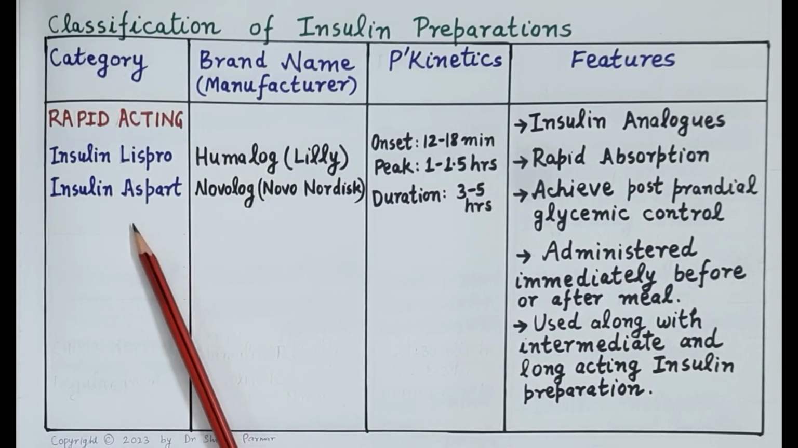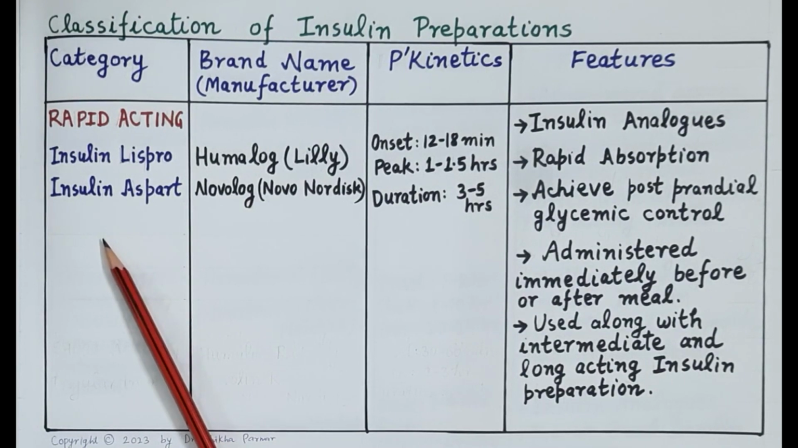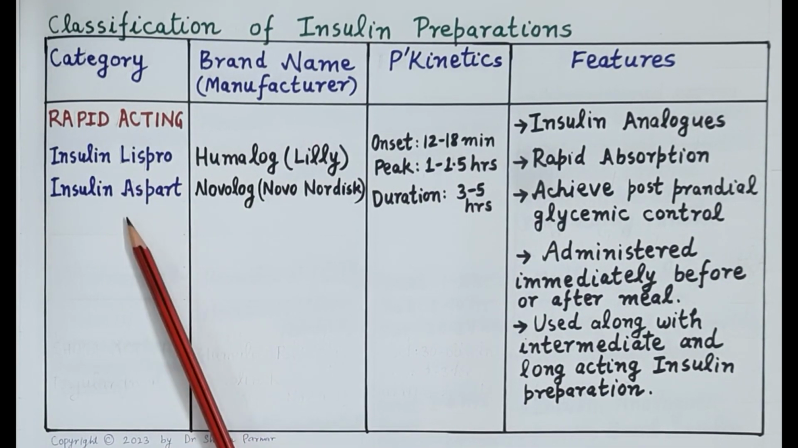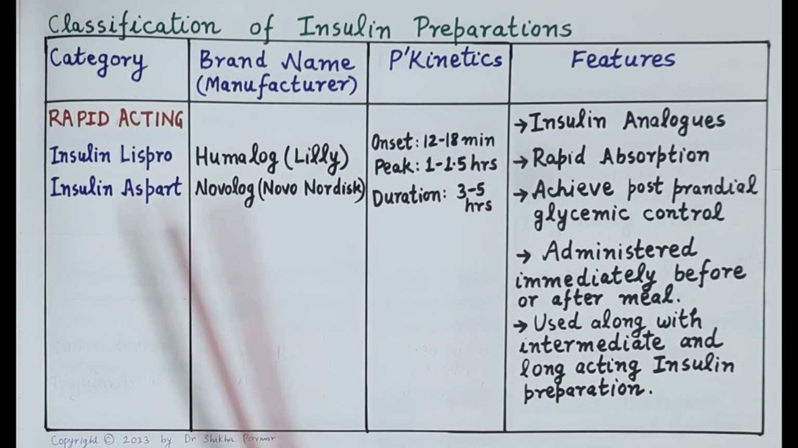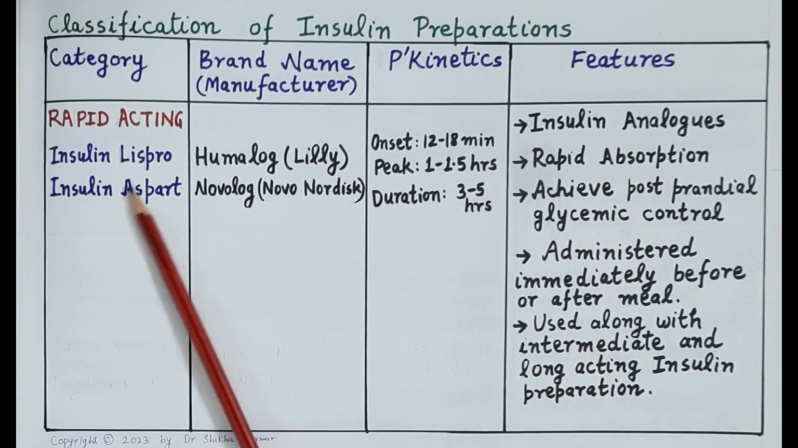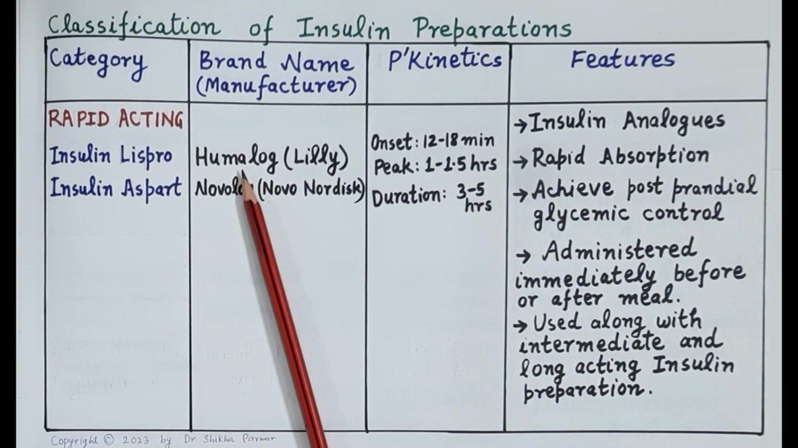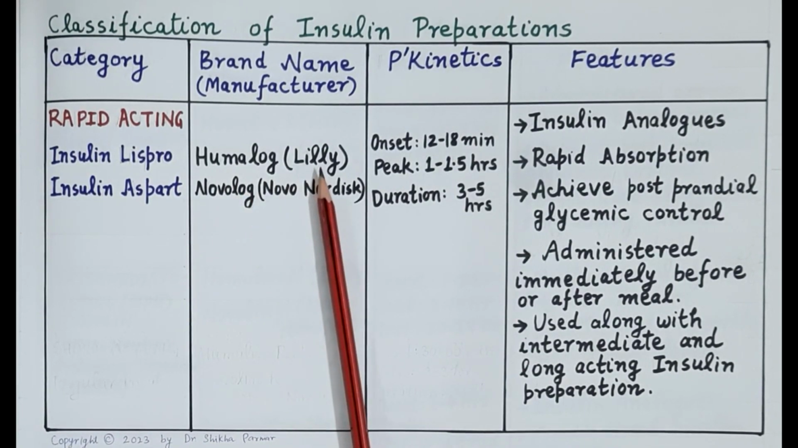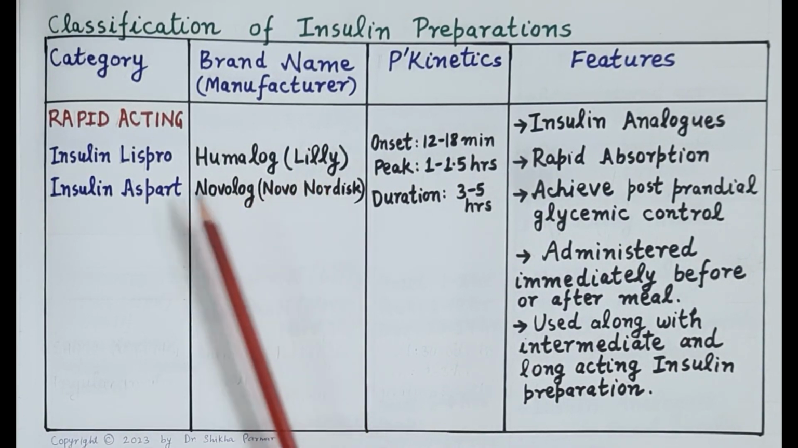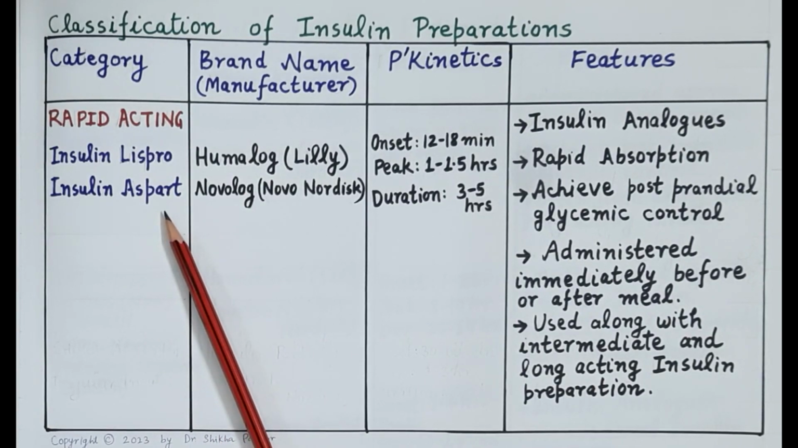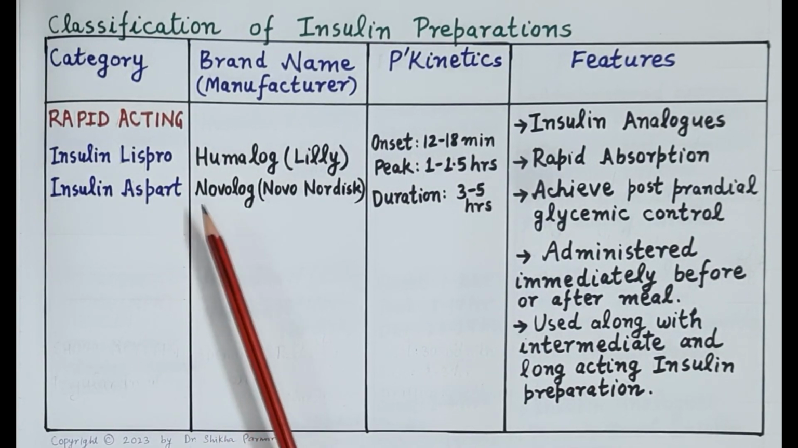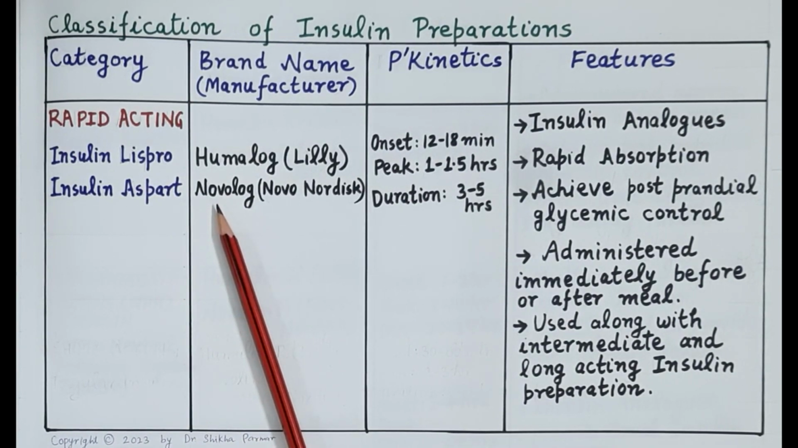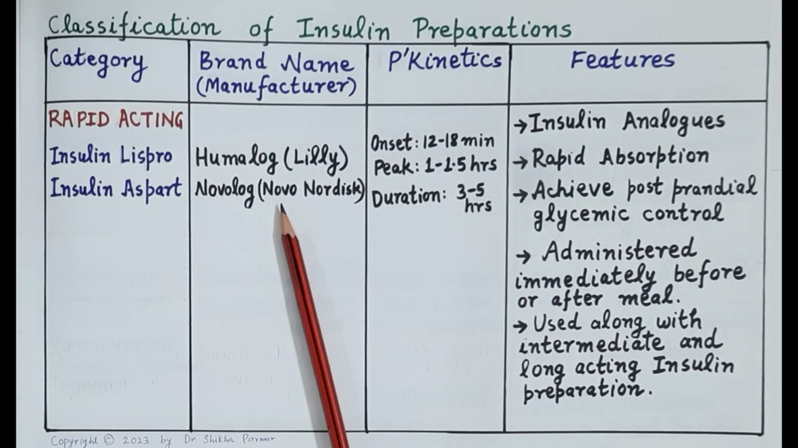Let's first talk about rapid acting insulin preparations. The most common commercially available rapid acting insulin preparations are insulin Lispro and insulin Aspart. These are insulin analogs. Insulin Lispro is available by the brand name Humalog, manufactured by Lilly, which is a pharmaceutical company. Then insulin Aspart is available commercially by the brand name Novolog, manufactured by the pharmaceutical company Novo Nordisk.